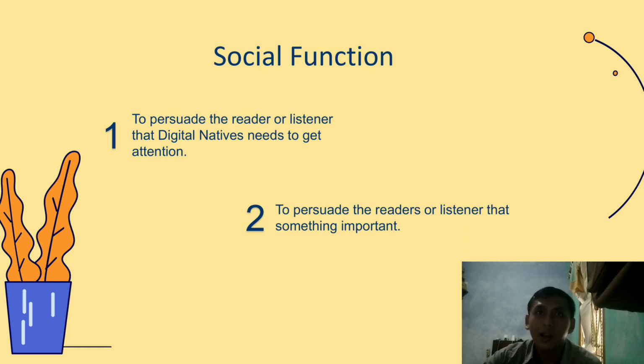First, the social function. The social function of this text is: 1. To persuade the reader or listener that digital natives need to get attention. 2. To persuade the readers or listeners that digital natives is important.